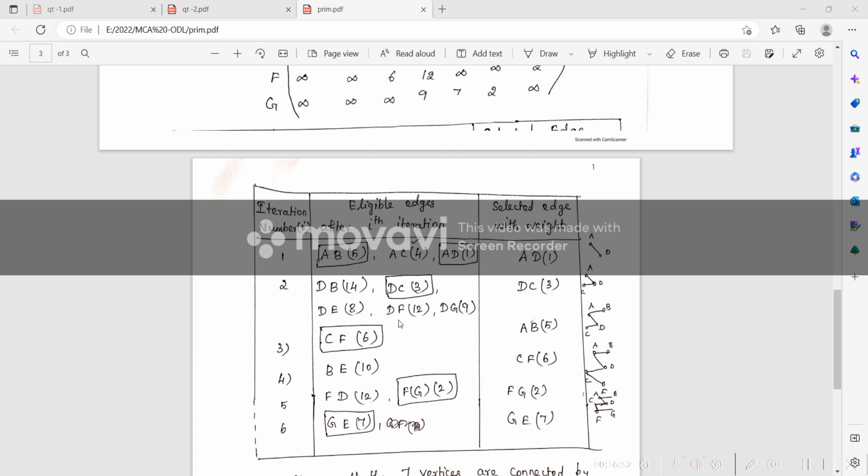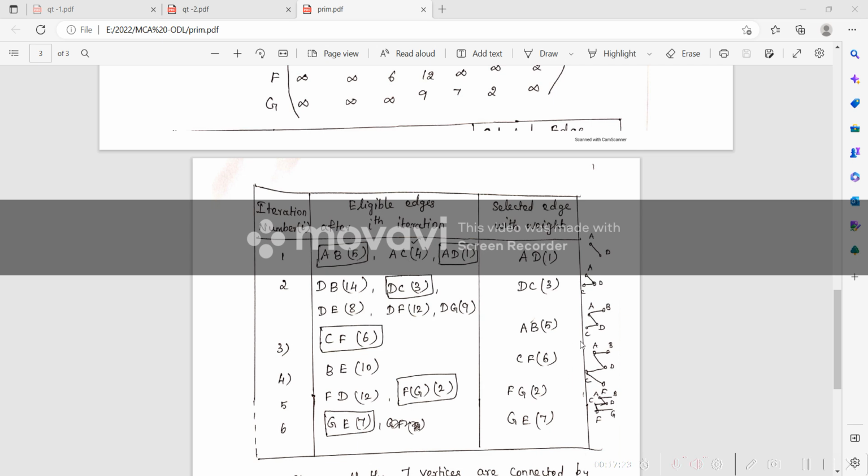Okay, so now the selected ones are AD and DC. So these two only are selected. So we are left with AB, AC, DB, DE, DF, DG and CF. Okay, the weights are 5, 4, 14, 8, 12, 9, 6. Okay, among that the least one will be AC. AC is the least one, whose weight is 4.